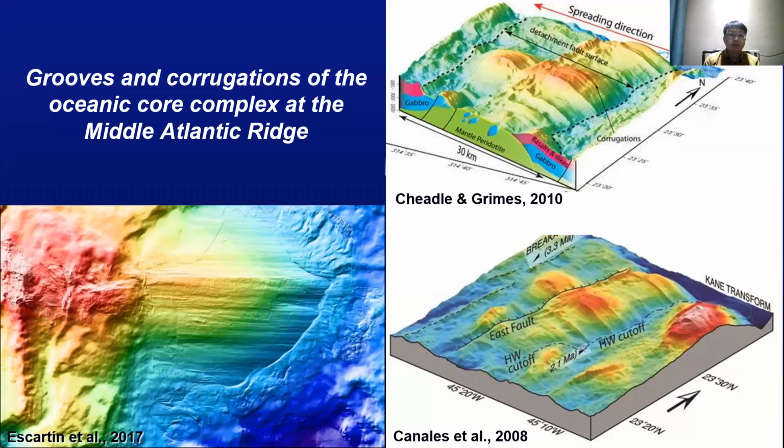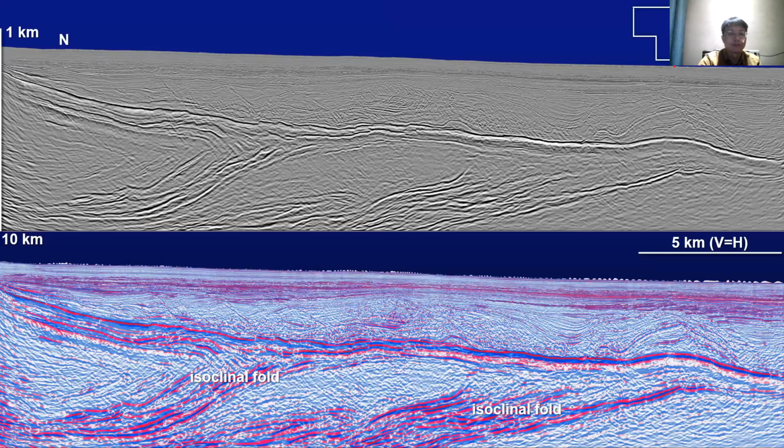So this observation of the grooves and corrugations is very much similar to the oceanic core complex that has been exposed at the sea floor of the Mid-Atlantic Ridge. So we come up with the conclusion that the detachment fault we see actually exposed a large area of metamorphic core complex.